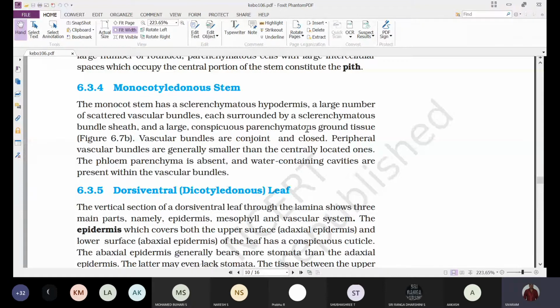Next, when you observe the vascular bundles, the peripheral vascular bundles are generally smaller than the centrally located ones. As the vascular bundles are scattered irregularly in the ground tissue, the bundles present towards the peripheral region are smaller in size, and the bundles present towards the central part of the stem are usually larger in size.